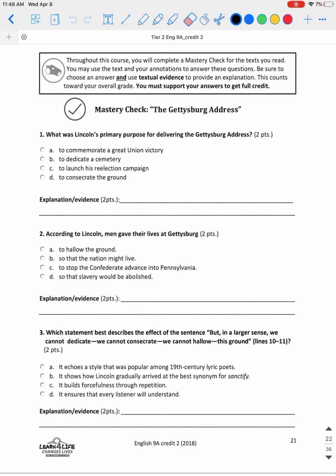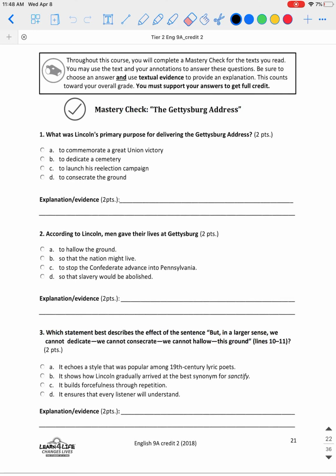You will have to use textual evidence to provide your explanation or evidence as to why you chose that answer, and those count toward your overall grade. So it is something you have to do. You must support your answers to get full credit. So you're not only picking A, B, C, or D, you also need to explain why you picked it, and that can either be in your own words or using evidence from the story.